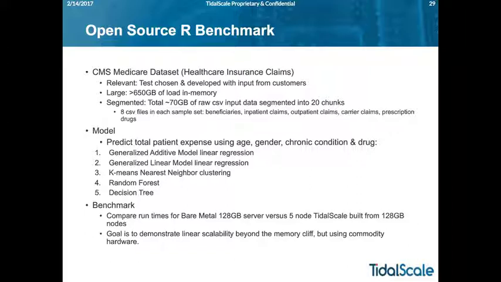And with R, that's pretty darn easy. And with TidalScale, you just keep going, right? You don't need to rewrite. What worked on CMS 1 works on CMS 20.